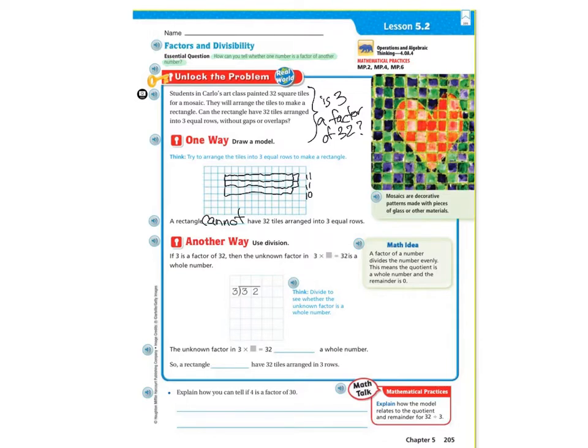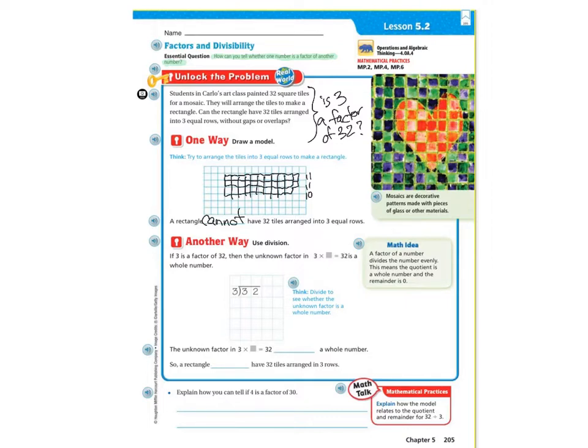That's one way: we're just drawing an array to figure this out. We know we need to have 3 rows, so you just start putting your blocks into your 3 rows. That's great for low numbers like 32, but for larger numbers it's going to get tedious, and it's also going to use a lot of graph paper. So let's figure out another way we can do this.